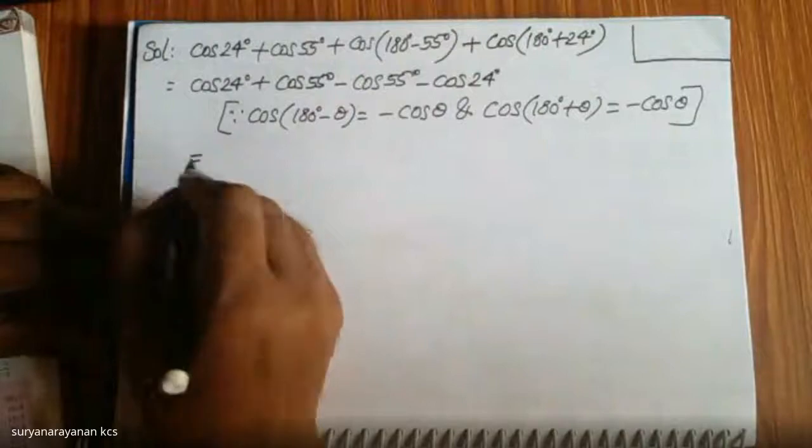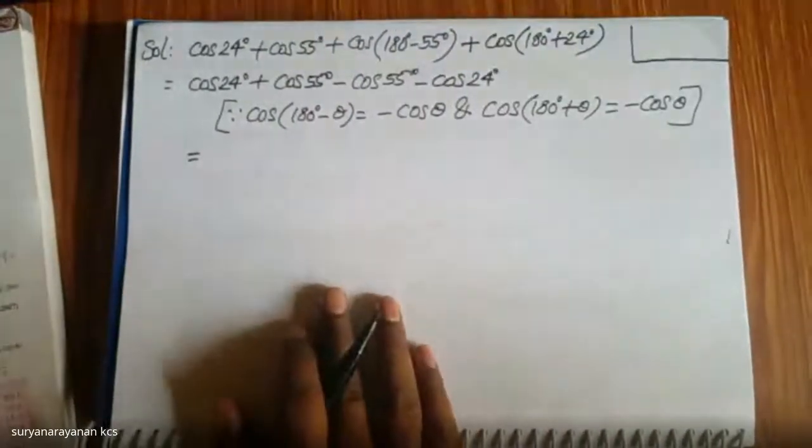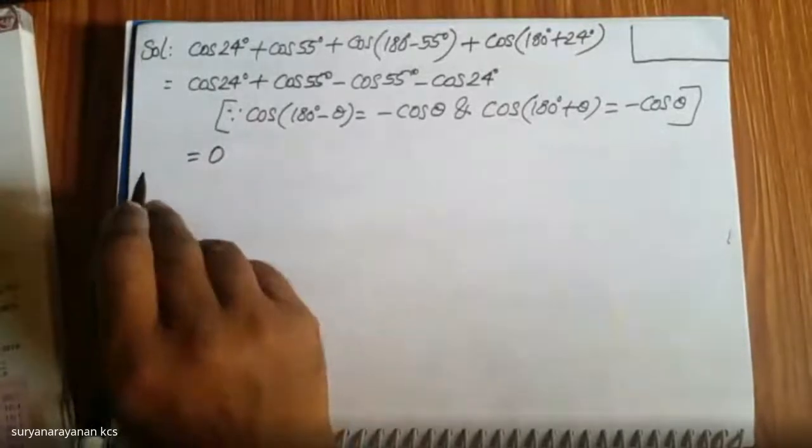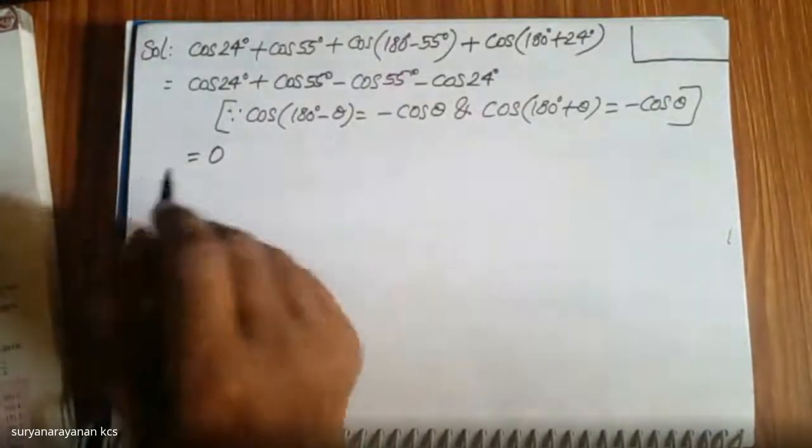Then what is the value of this expression? Can you tell me now? 0, sir. Yes, 0. So that is the second option.